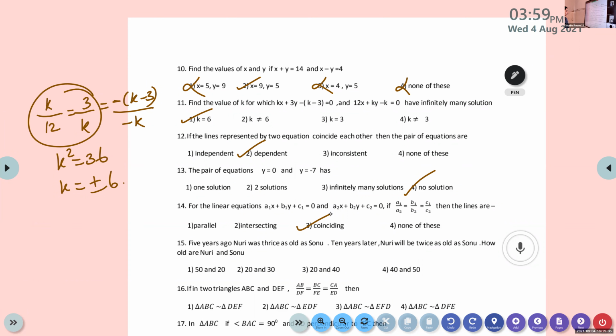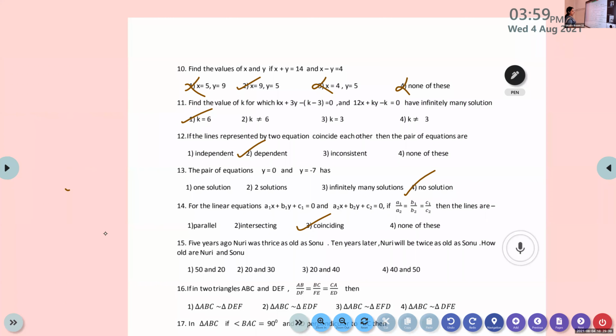The next one, 15th one. 5 years ago, Nuri was thrice as old as Sonu. 10 years later, Nuri will be twice as old as Sonu. How old are Nuri and Sonu? So here you have to frame the equations. Let us take Nuri's present age as X and Sonu's present age as Y.